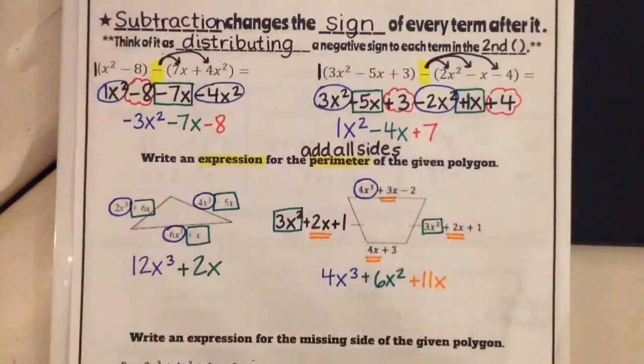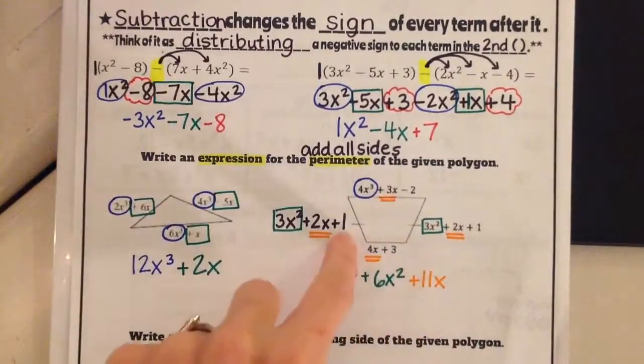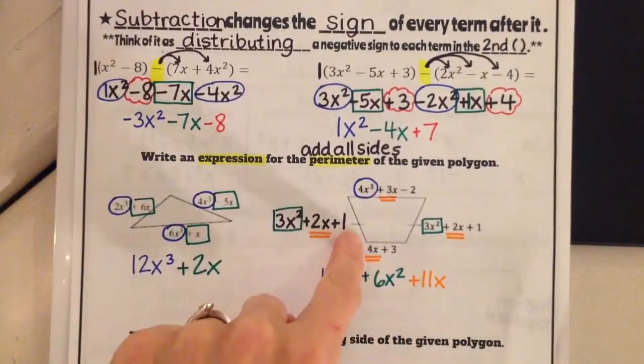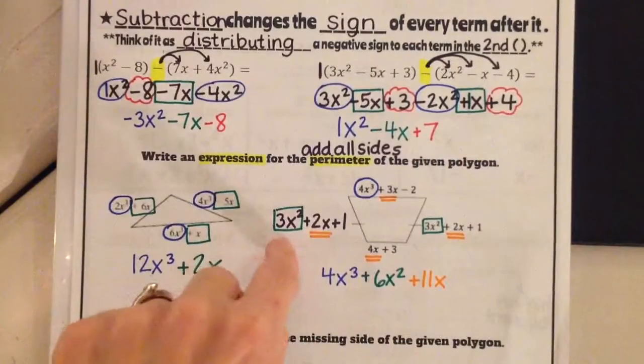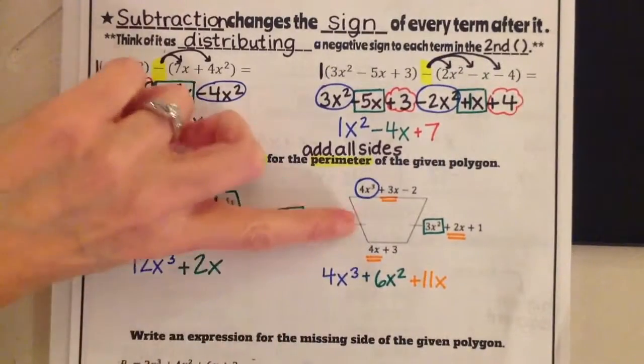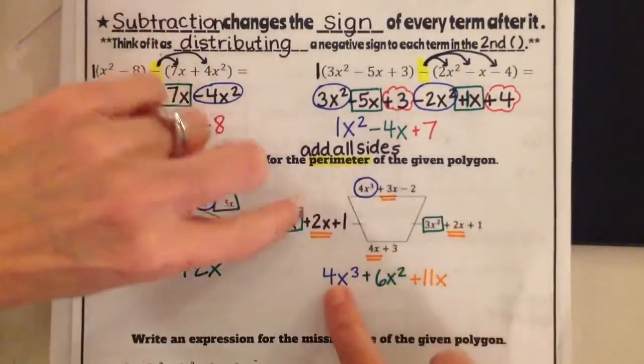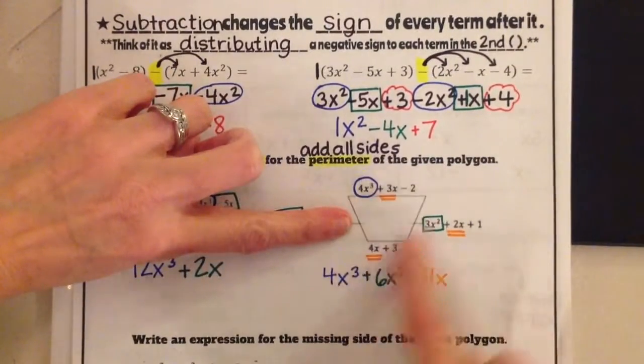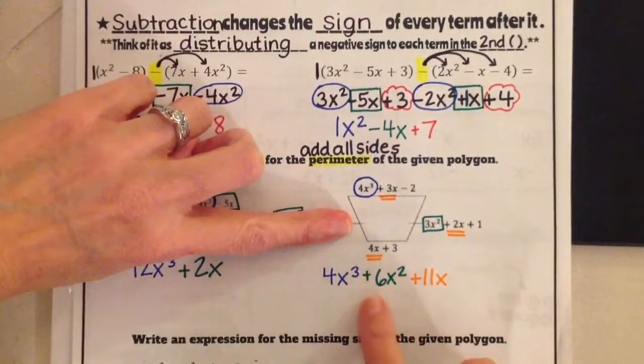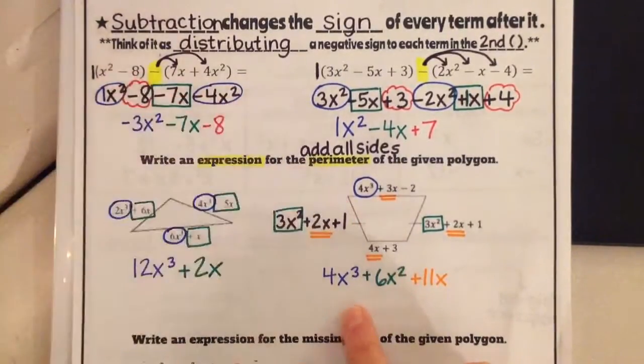Now, I want to remind everyone, when you notice you have two sides that are the same, that have the same markings, please make sure you fill in that side, because if you don't, you may forget to combine these terms over here because you didn't write them down, and that means your final perimeter expression is going to be incorrect because you are missing some terms.